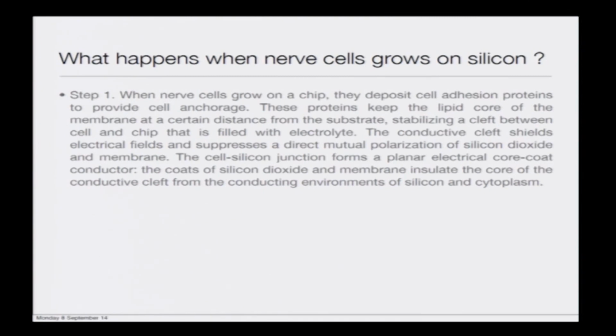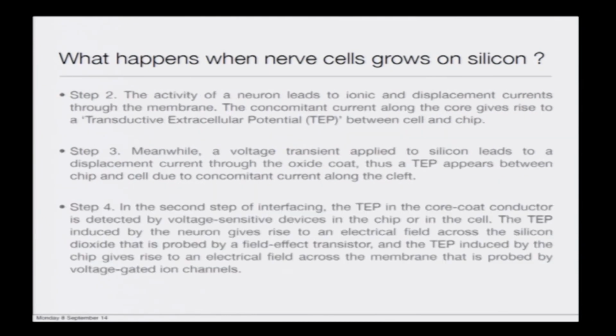The conductive cleft shields the electrical field and suppresses a direct mutual polarization of silicon dioxide and membrane. The cell-silicon junction forms a planar electrical core-coat conductor. The coats of silicon dioxide and membrane insulate the core of the conductive cleft from the conducting environment of silicon and the cytoplasm. Step 2, the activity of the neuron leads to ionic and displacement current through the membrane.